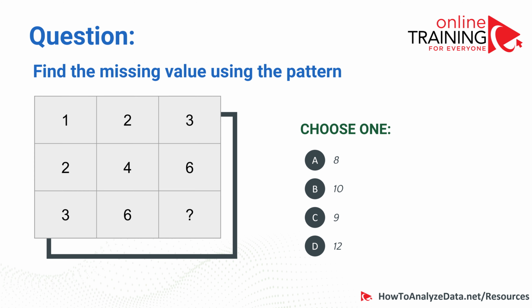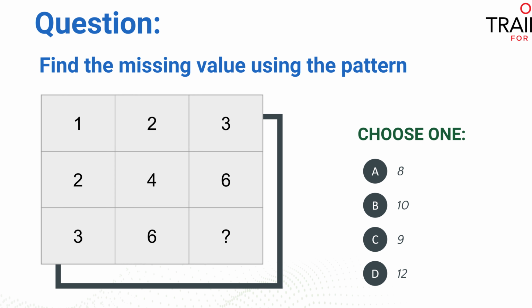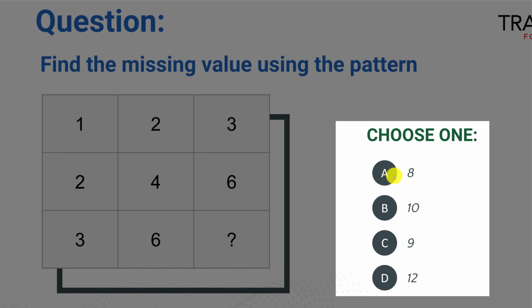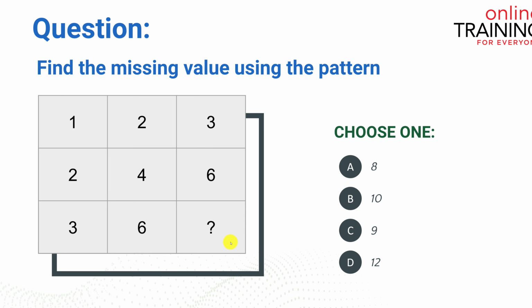Now let's look at the next question. Find the missing value using the pattern. You see the 3 by 3 box, and one of the values in this box is missing. So what is the pattern? There are 4 choices, A, B, C, and D. Obviously you would have to find the pattern and calculate the value. So what do you guys think is the right answer here?